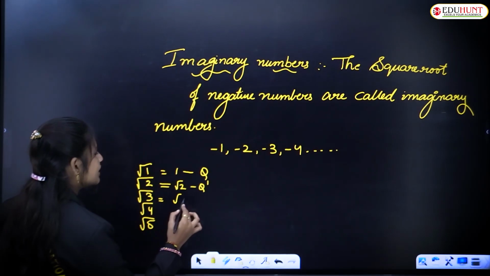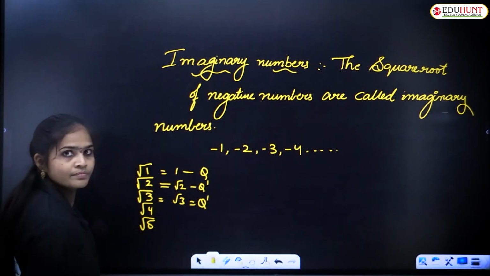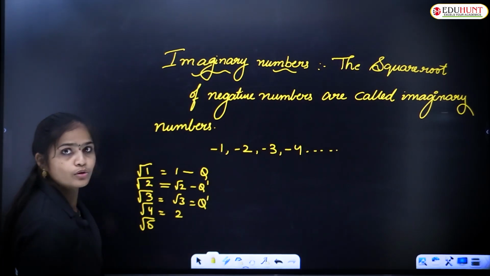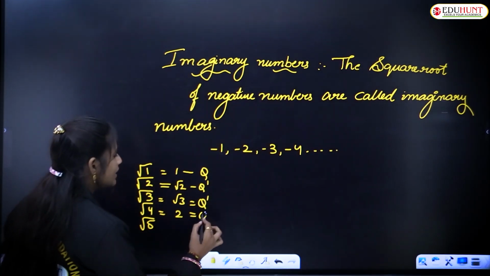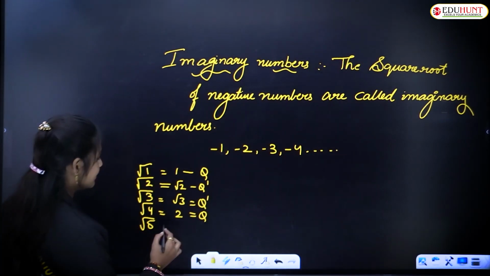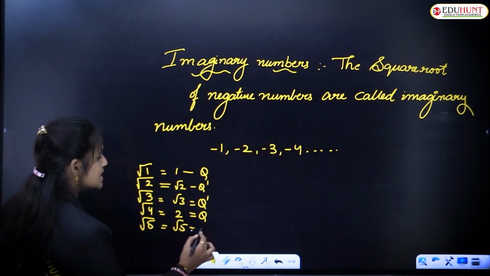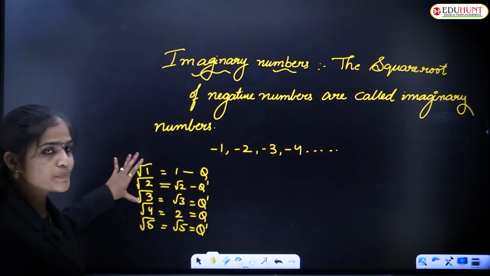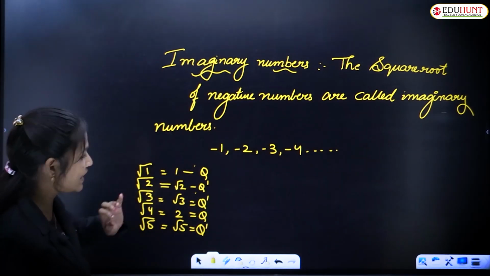And square root of 3 is also an irrational number. Square root of 4 is 2, so this is a rational number. And square root of 5 is an irrational number. So square roots of positive numbers are divided into rational and irrational.